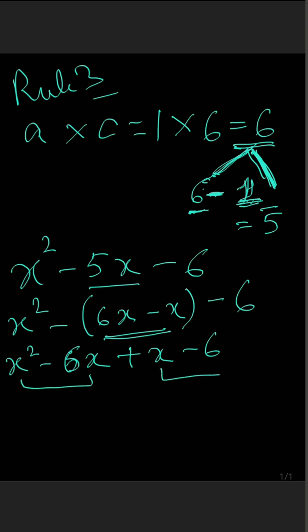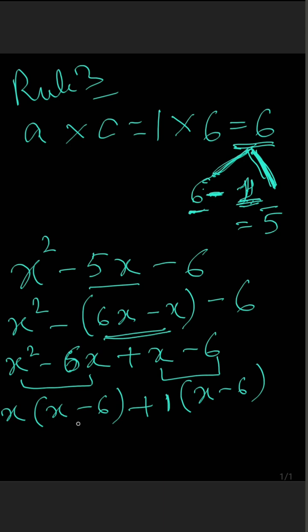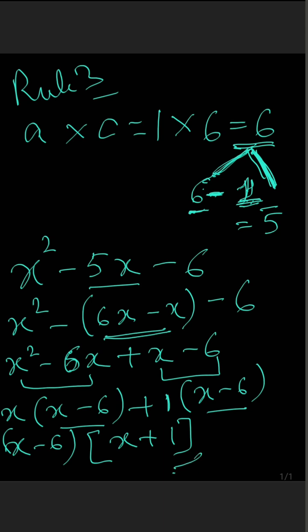Now we have to use the rule number 2, which is grouping. In the first group, if I take x as common, then I am left with x minus 6. In the second group, I don't have any common factor except 1. So I will take 1 as common, then I will get x minus 6. What you can see, you have a common factor in both the terms. Again, you have to take the common factor out, then you would be left with x plus 1. So this is the solution of our given question. So this is our rule number 3.